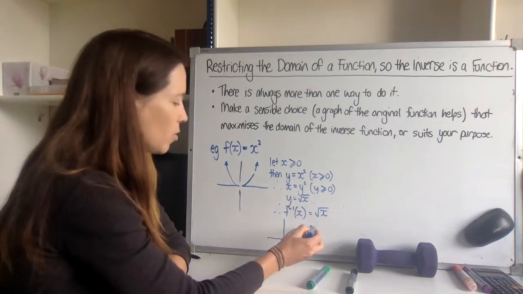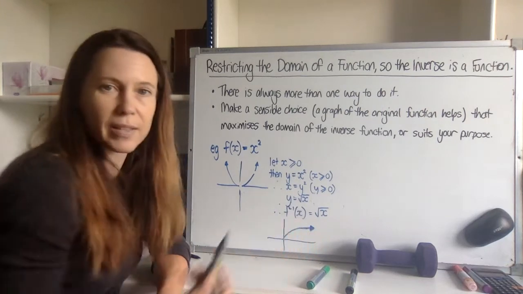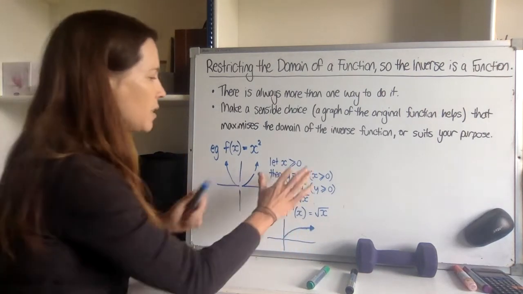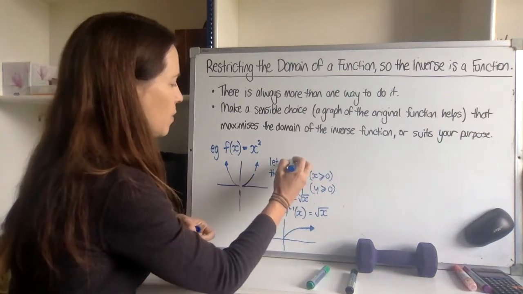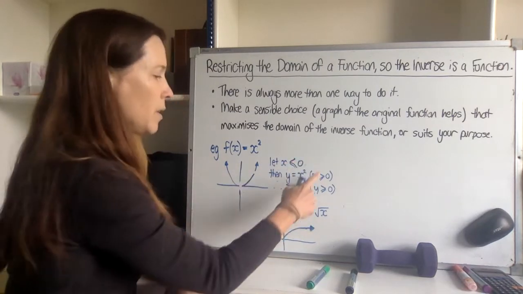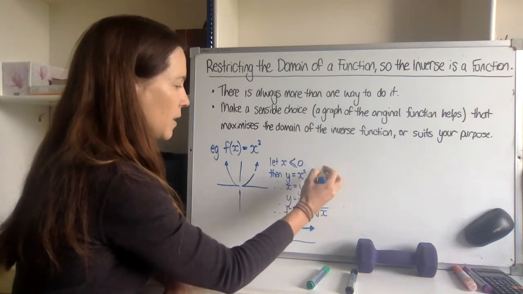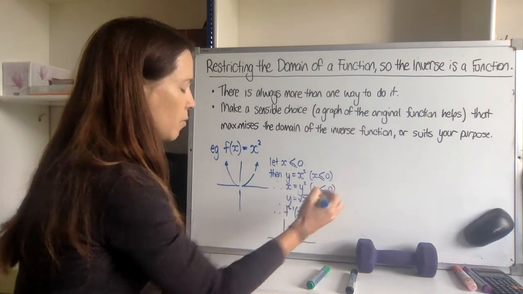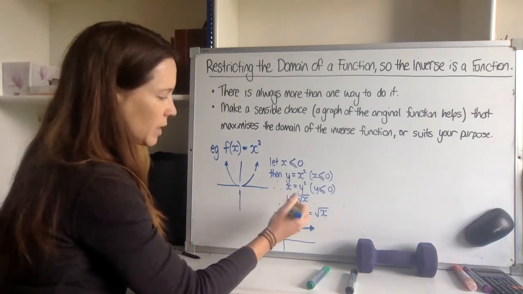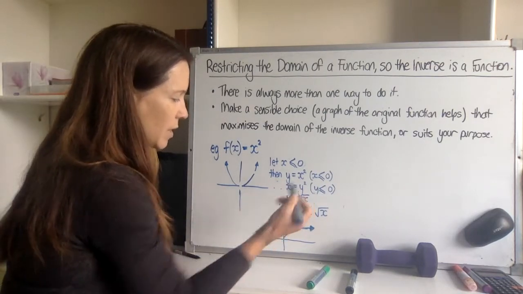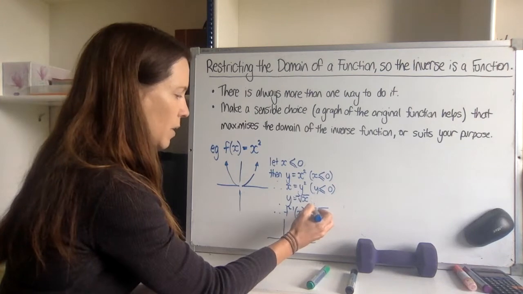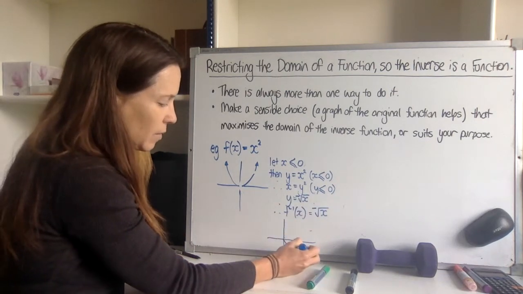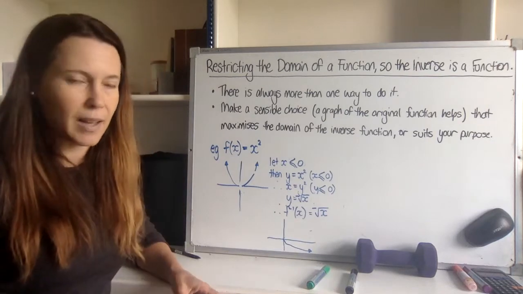And that is going to look like just the upper arm of that sideways parabola, which we've already seen. Now, if I was to make a different choice and say that x had to be less than or equal to 0, then y would have to be negative as well. And that means that when I got into here, I would need to have put a negative sign in there and also in here. And that would have given me not the upper arm, but the lower arm that's going to sit down there like that.